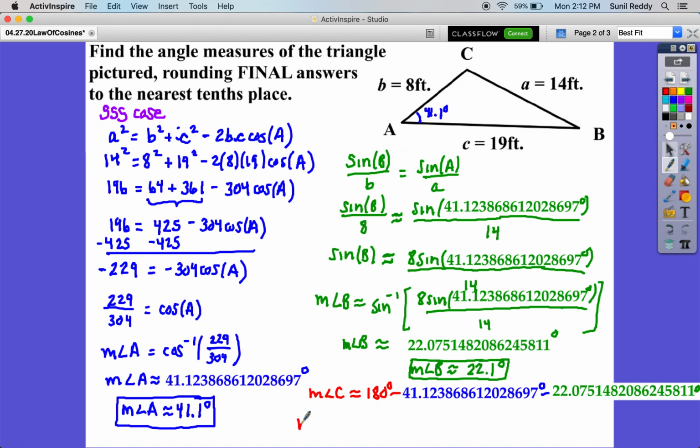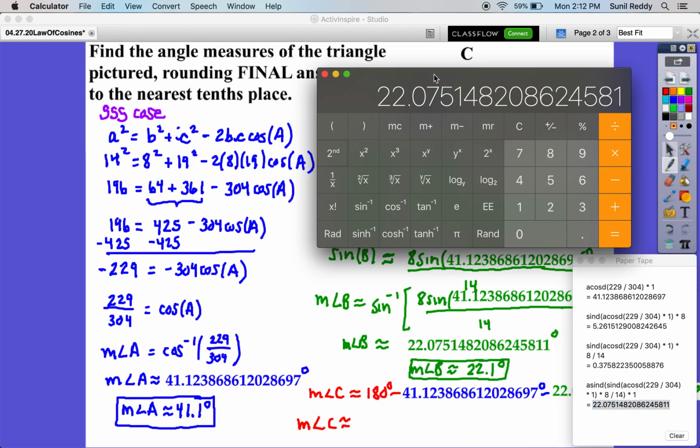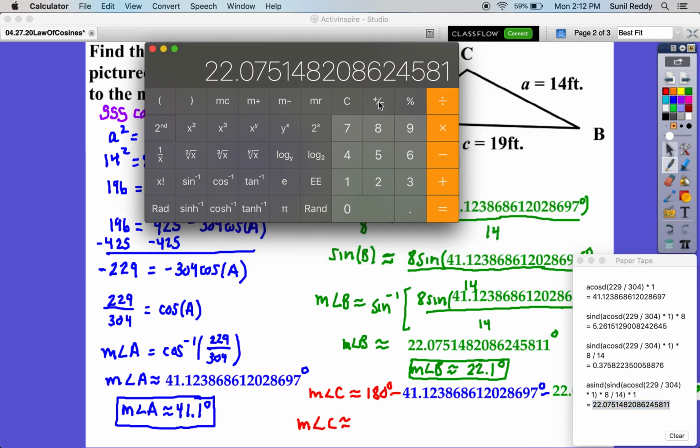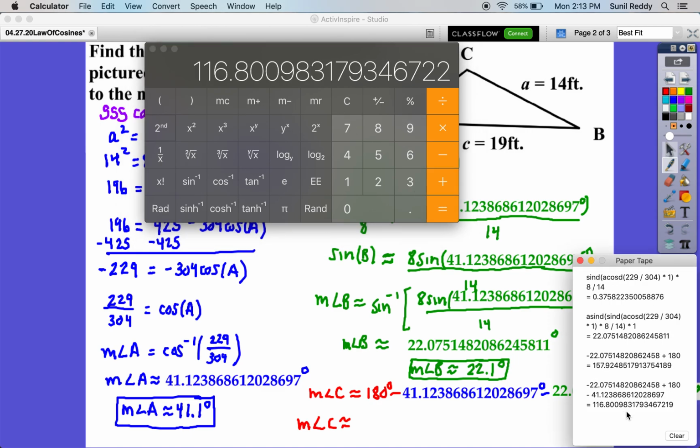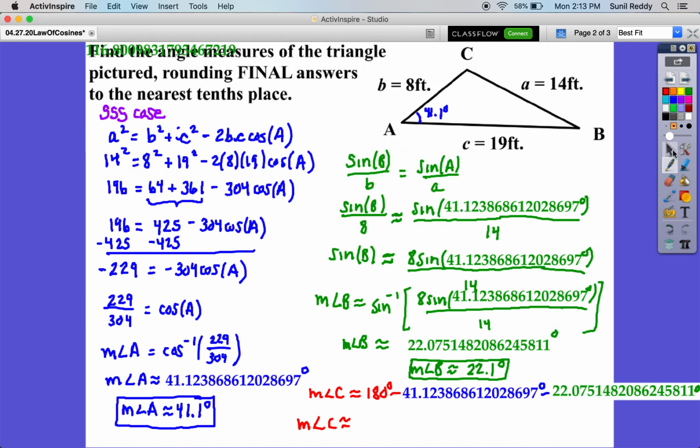And so I'm just going to enter that now in the calculator. So subtracting this from 180 and also subtracting that 41 degree angle, gives us this 116.8 degree angle once we round to the nearest tenths place.